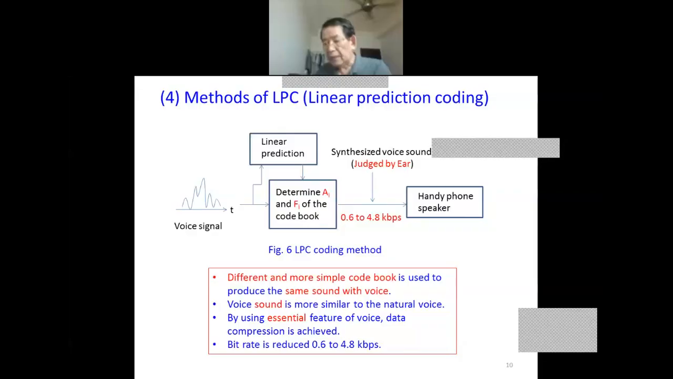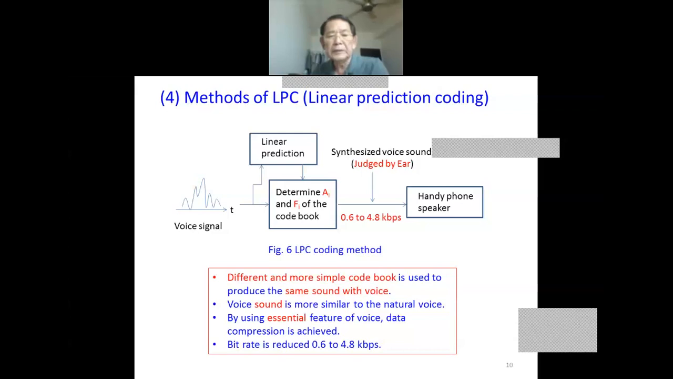So sound is judged by ear. Our ear can distinguish sound. If a little bit of sound is bad, our ear can still recognize what the sound is. And so this is more roughly transmitted on the transmission side.